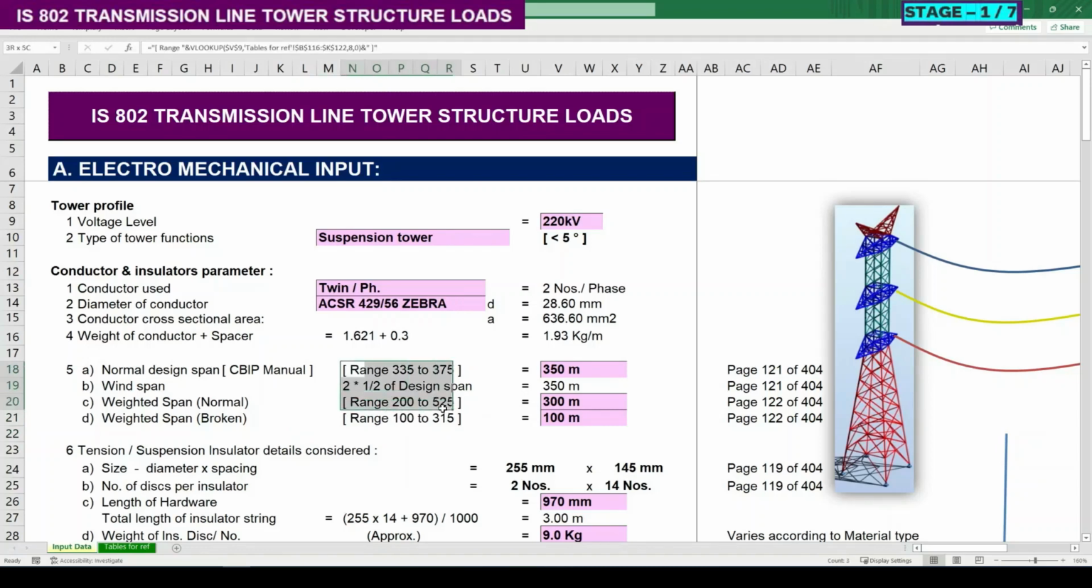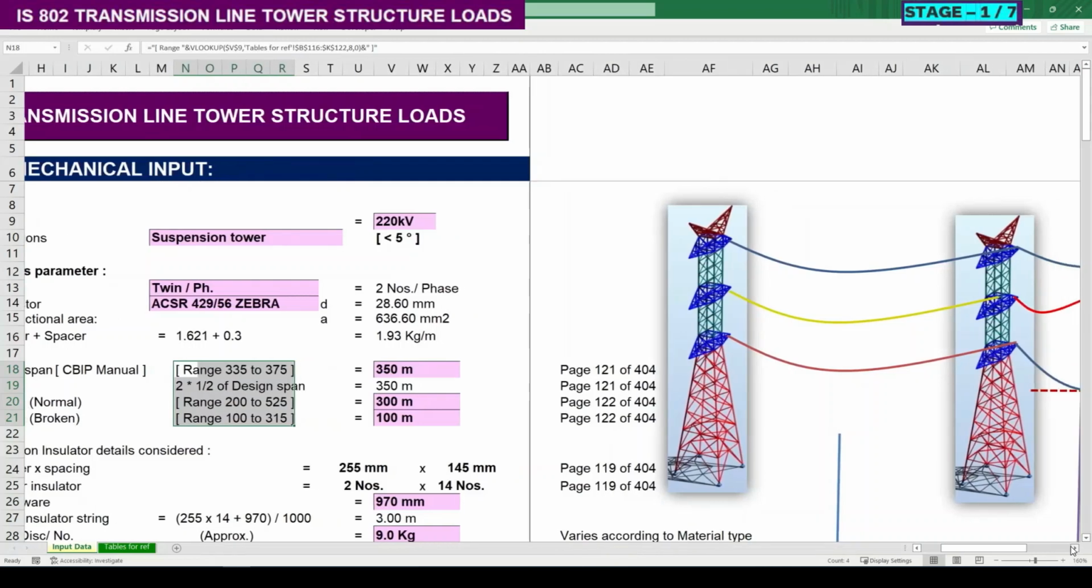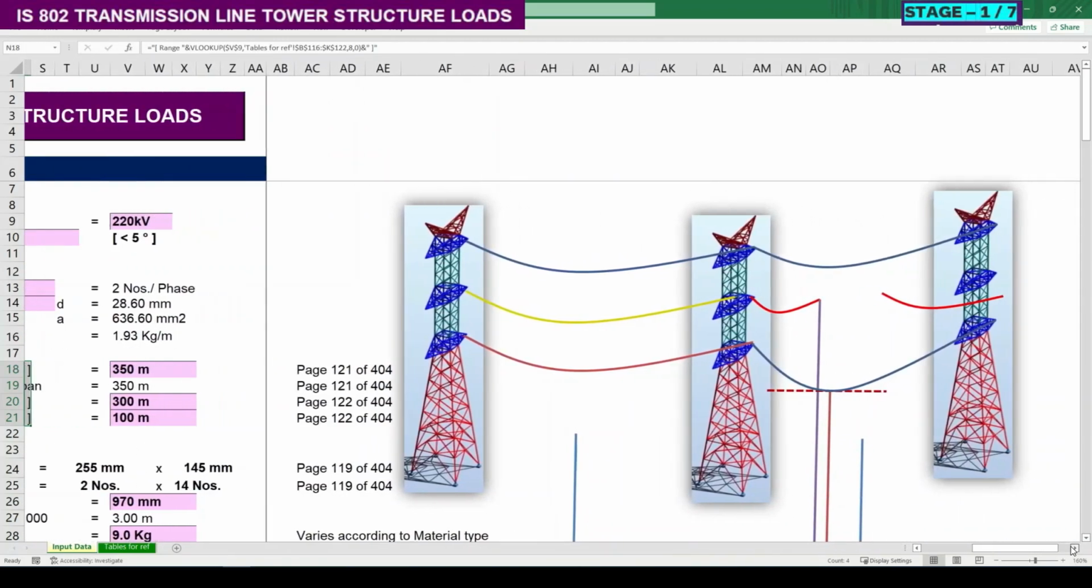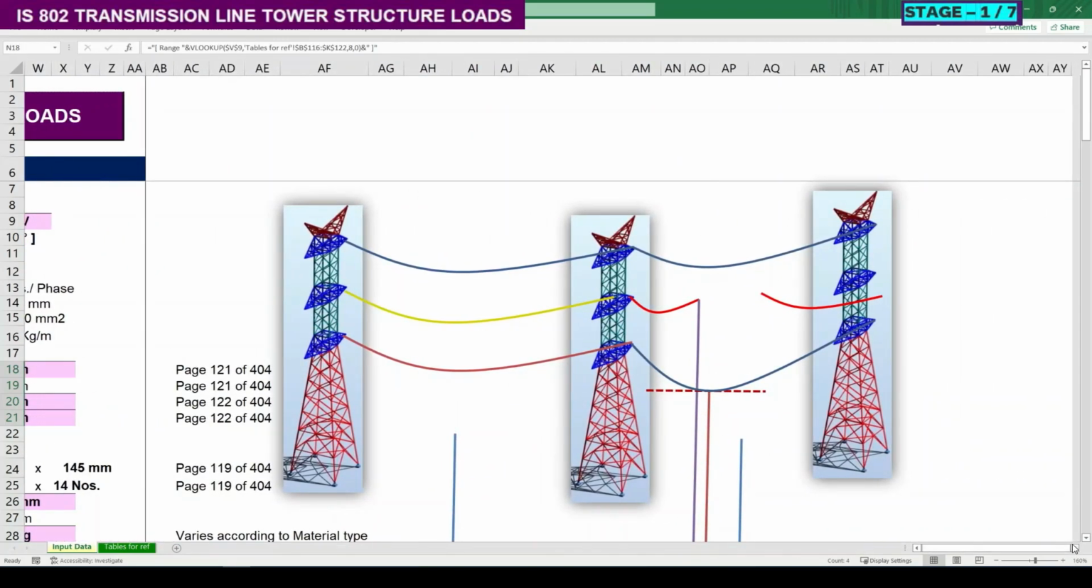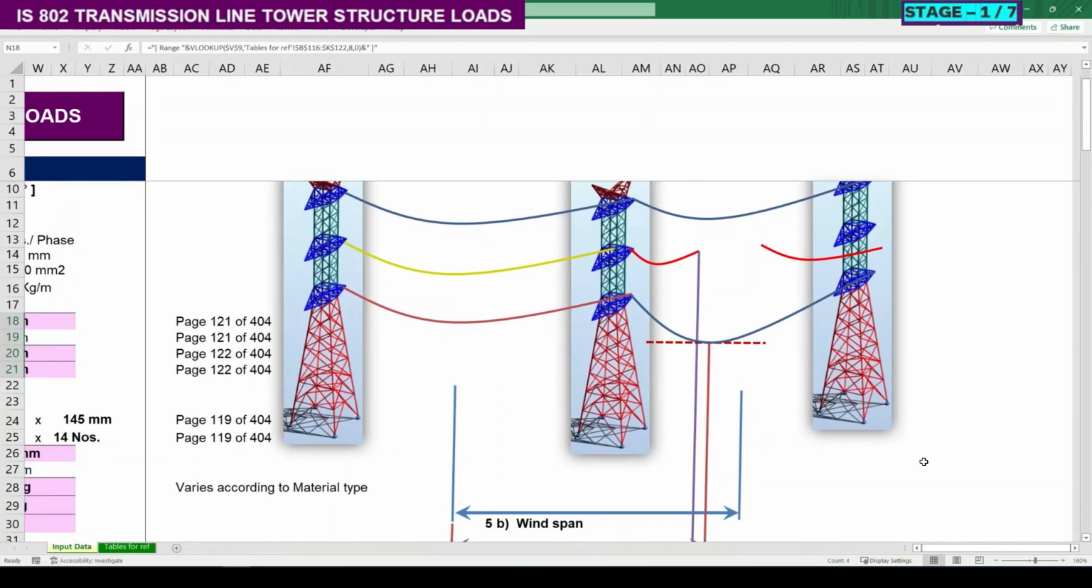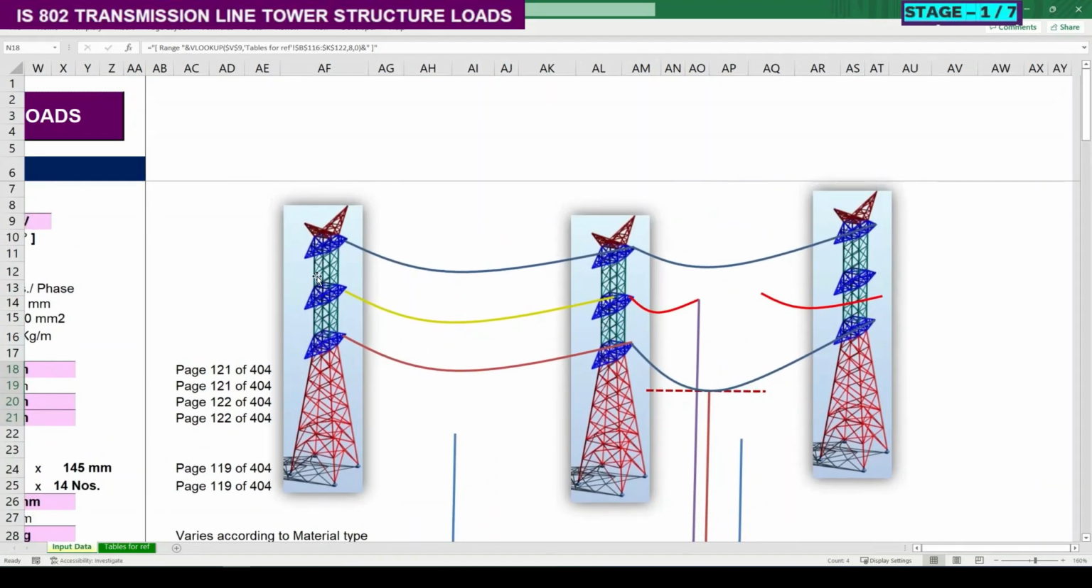So what are these spans? Let me discuss that. See, in the picture which is showing here on the screen, there are 3 transmission line towers which are subject to 3-phase conductors of 2 circuits. So here, for illustration purposes, we have shown only the single circuit conductors. So there are 3 phases.